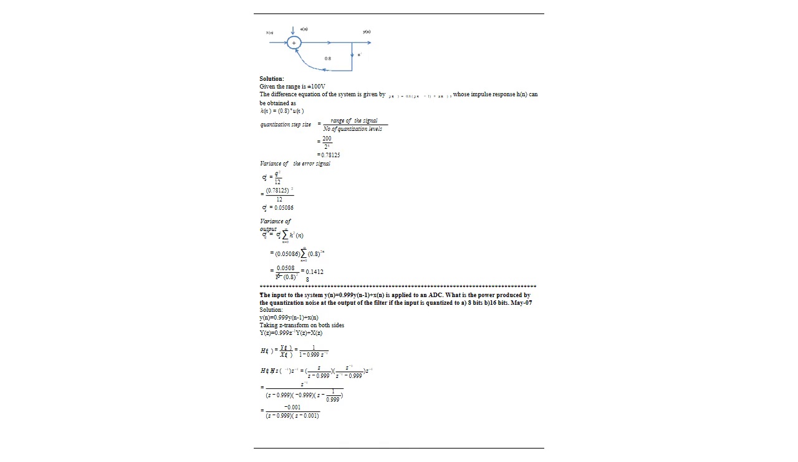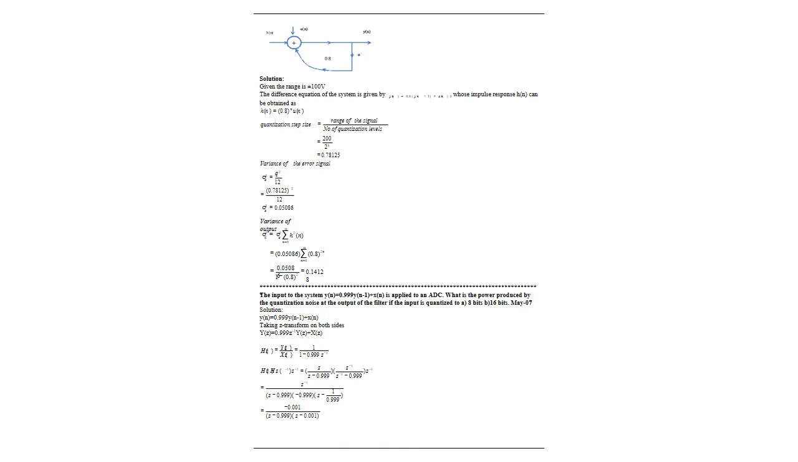The variance of the error signal sigma e squared is equal to q squared by 12. We have already found q, so we substitute that to find sigma e squared. Next we find the output variance, summation n equal to 0 to infinity of h squared of n. Substituting these values, we get the output answer as 0.14128.